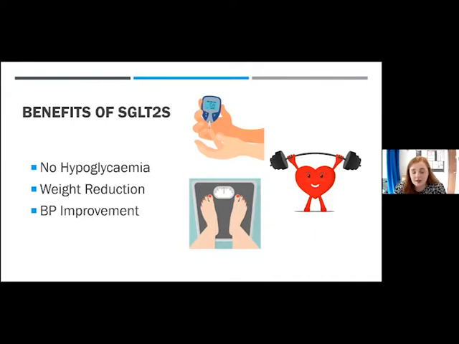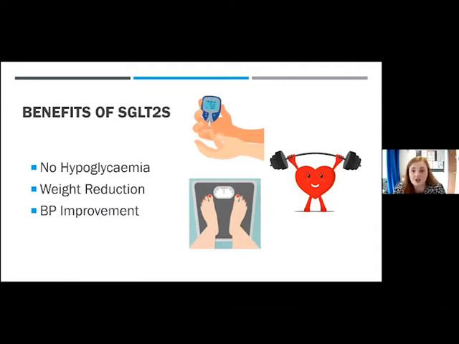The second benefit of SGLT2s is weight reduction. So you will often see a slight reduction in weight for patients who take SGLT2 inhibitors, normally only around a couple of kilograms or so, and realistically, most patients who are type 2 diabetics can afford to lose a couple of kilograms. This is mainly due to the calorie loss due to the glucose excretion.